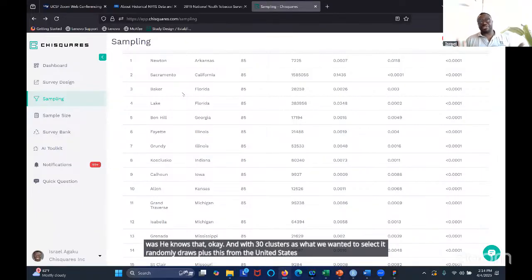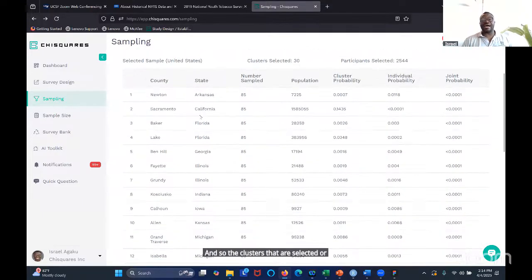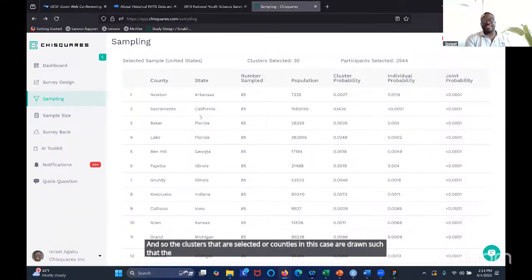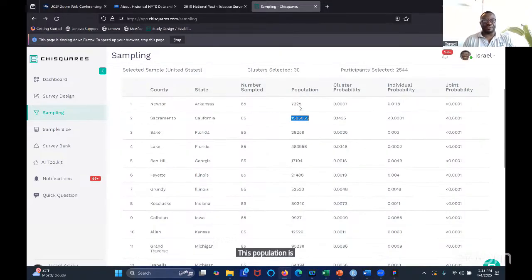The US has approximately over 3,000 clusters. And so the clusters that are selected, or counties in this case, are drawn such that the bigger counties have a higher probability of being selected than the smaller ones, right? So let's take a look, for example, at Sacramento here, in California. This is the population here. You can see that the probability of selection of this cluster is 0.1435. This is a larger probability, right? But when you look at this other one here, Newton in Arkansas, this population is just 7,225. The probability of selection of this cluster is much smaller.